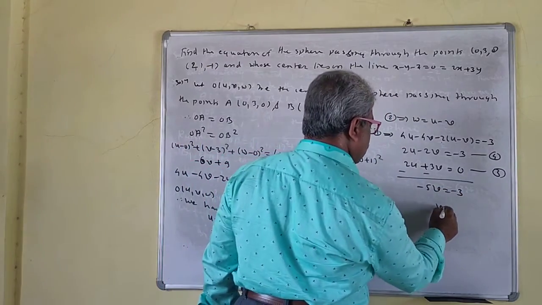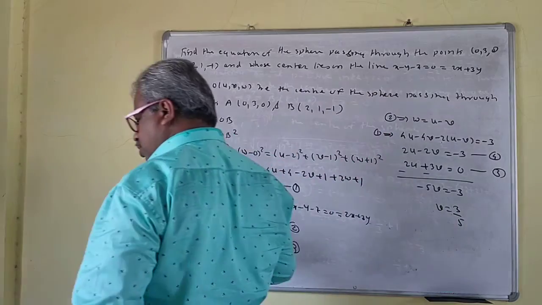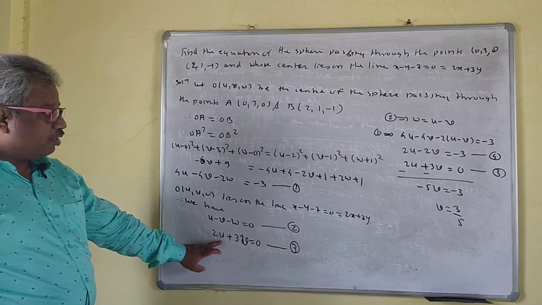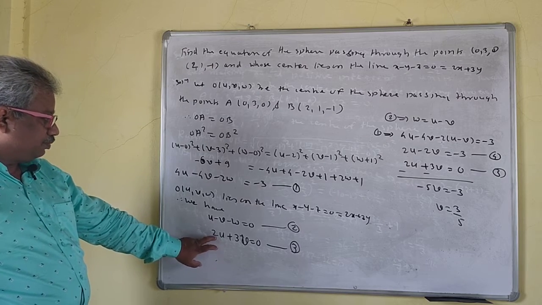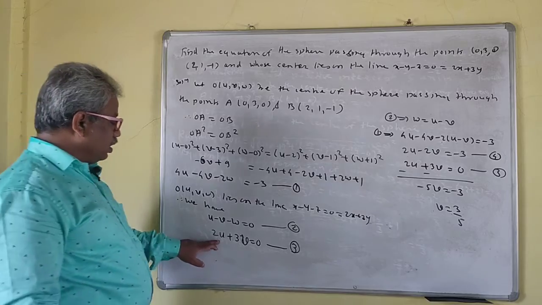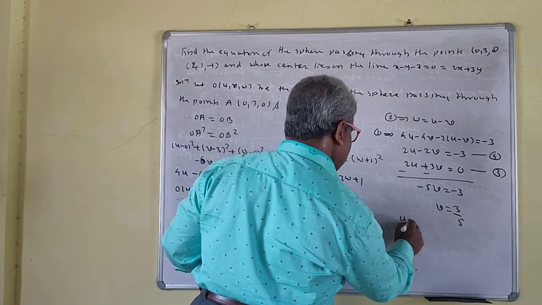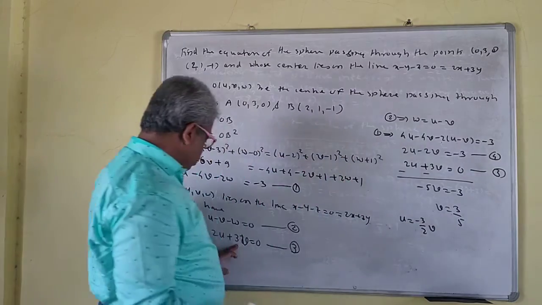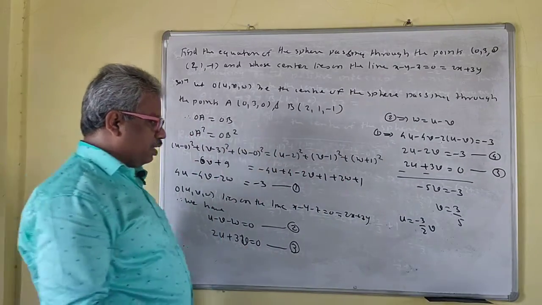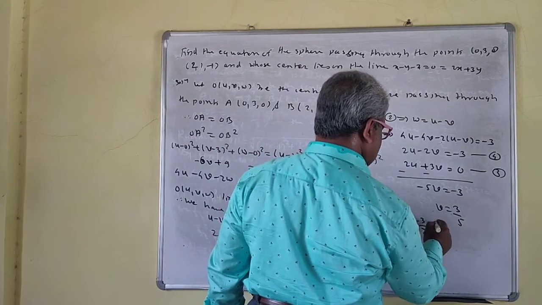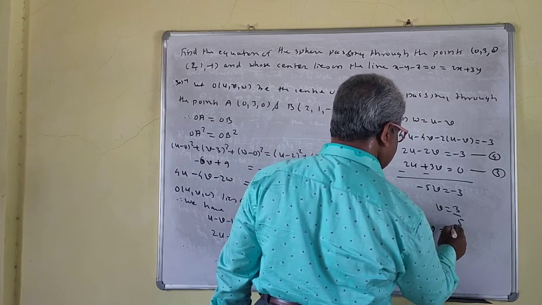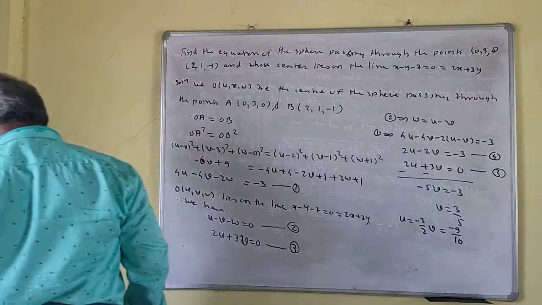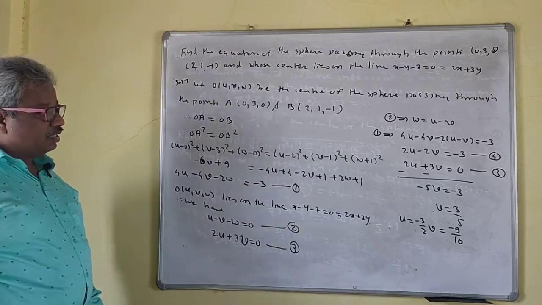So v is equal to 3 by 5. Okay, we get a value of v. So we'll find the value of u from this relation. Okay, so u is equal to minus 3 by 2 v. So that is minus 3 by 2 times v, which is 3 by 5. So that is minus 9 by 10. Okay. So u is minus 9 by 10.